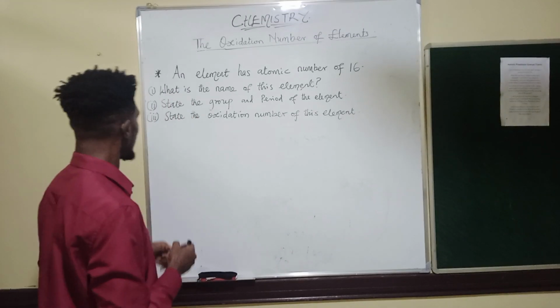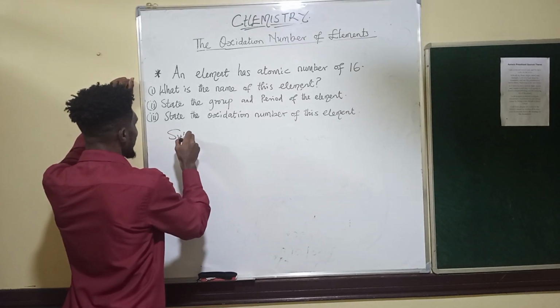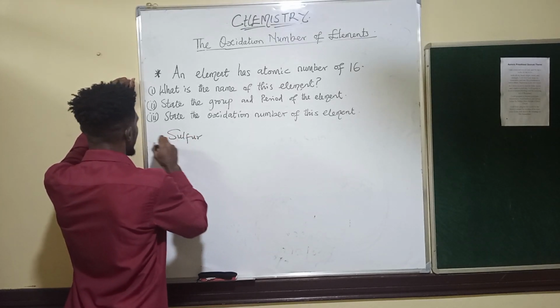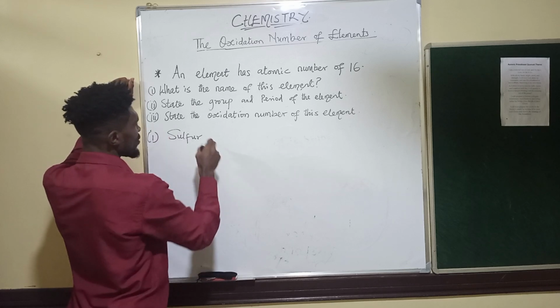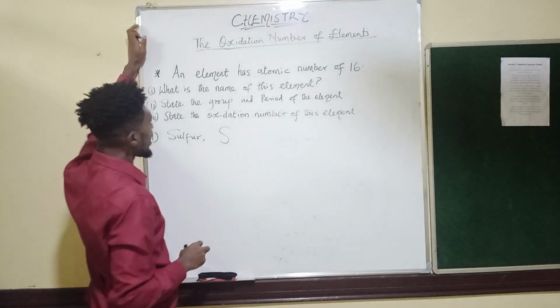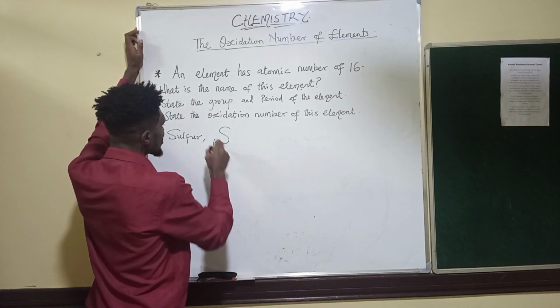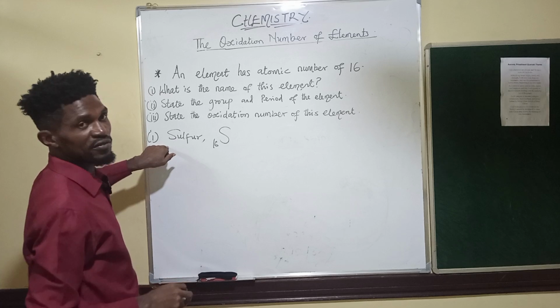Sulfur. So, the answer to I is sulfur, and sulfur is represented by capital letter S, and the atomic number is 16. So I'll solve for that of I.